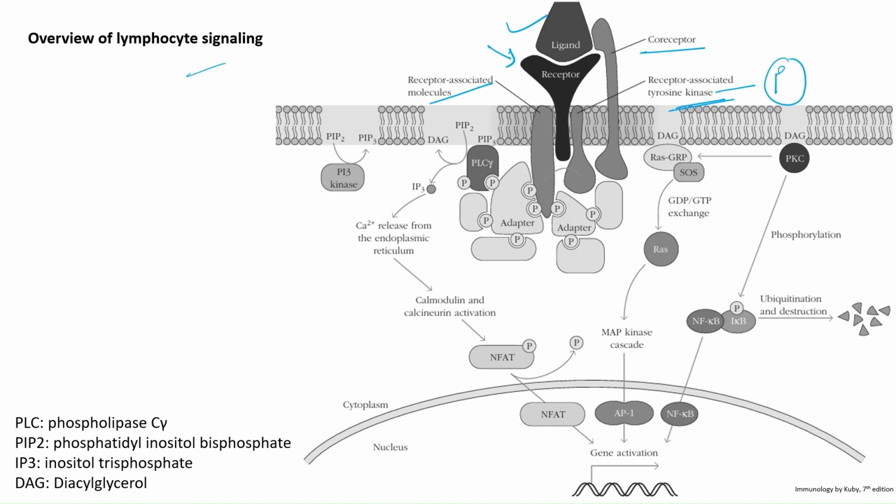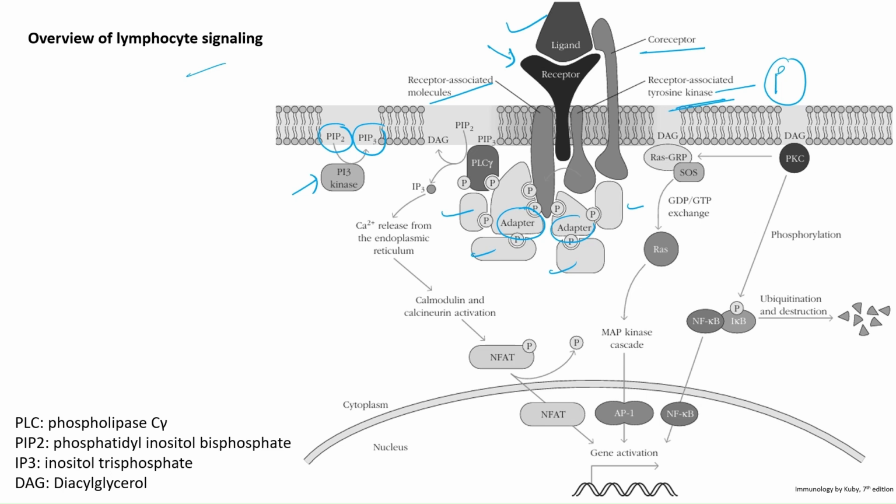Clear? So these receptor associated molecules will get phosphorylated, because of which the adapter molecule will come and bind to them. Adapter means they function as a docking site for the addition of various other signaling molecules. So this adapter will get phosphorylated, which in turn will bind several other molecules, as you can see here. Now PI3 kinase, what does it do? Kinase means addition of phosphorus. So it will add phosphorus to PIP2 to convert it into PIP3.